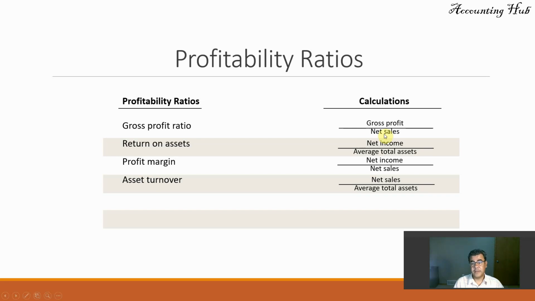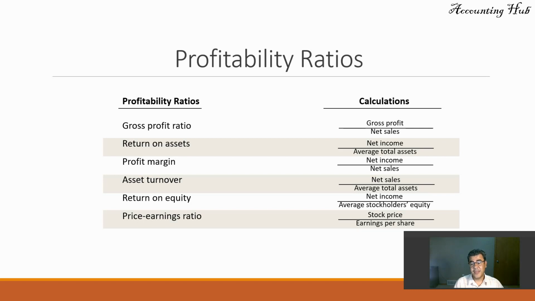Profit margin, the same as gross profit ratio. However, instead of gross profit, net income divided by net sales. We can also work with operating margin, that is operating income divided by net sales, but not so often. We can work with a lot of margins here. We divide what we want, net income, operating income, EBITDA, and so on, divided by net sales.